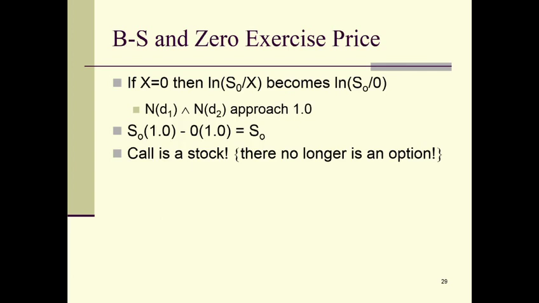Okay, so we also talked two weeks ago about what happens when x equals 0, and we said that the call becomes a stock, right? Because the value of your call is S minus X. So if X is 0, then the call is simply equal to S, right? So we say it becomes a stock. But we didn't prove it mathematically, so this, again, is the proof, okay?